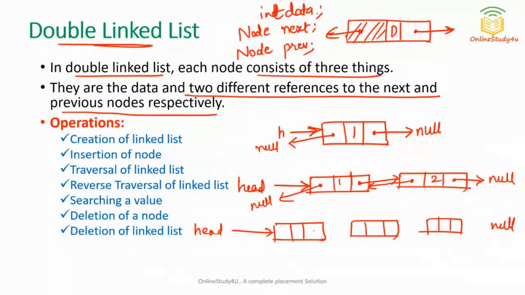So now tell me what will happen. This will be pointing to the next node, and the second node dot previous is pointing to the previous node. Again this is pointing to next, this is pointing to previous. The last node will be pointing to null, and the previous of the first node will be pointing to null.